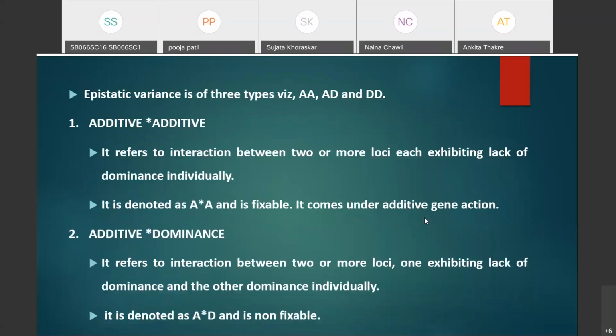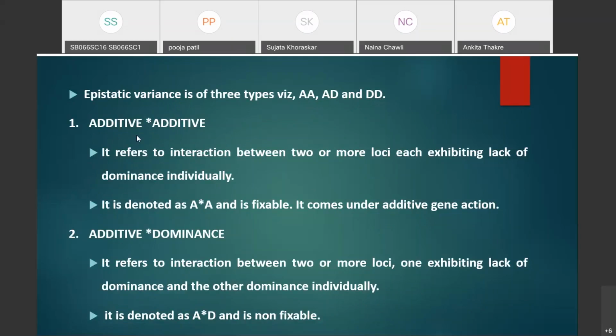Here the epistatic variance is again of three types: additive into additive, additive into dominance, and dominance into dominance. Here it is the short form. The epistatic variance is again classified into three types.